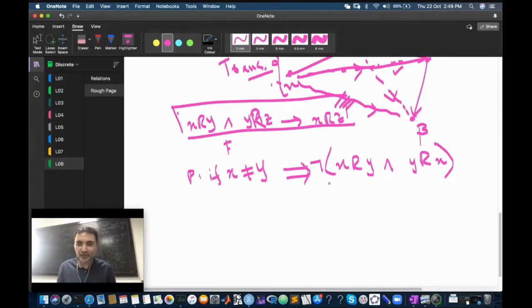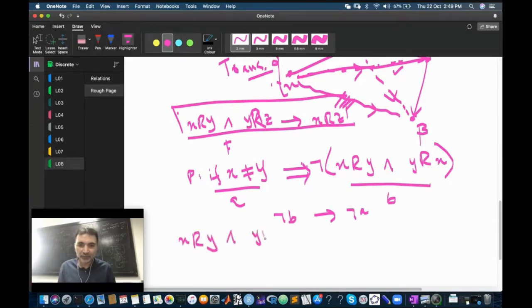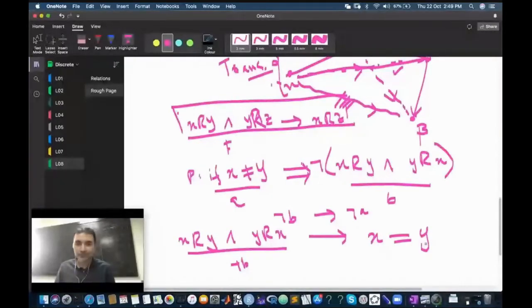The contrapositive of this statement is, let me label it. Let's say that this is A, this is B. The contrapositive would be not B implies not A, right? What is not B? Not B is x R y and y R x. Not of not cancels out. This is not B. This should imply not A. What's not A? Not A is x is equal to y. So therefore these two statements are equivalent.